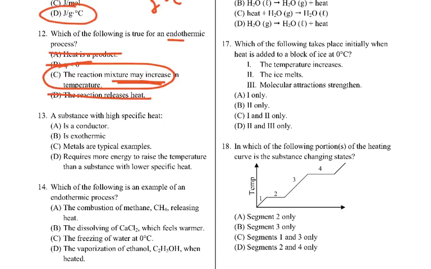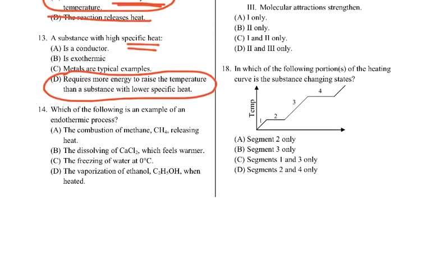13. A substance with a high specific heat. Okay, high specific heat means it has a great resistance for a change in temperature. So it looks like D requires more energy to raise the temperature than a substance with a low specific heat. That's true.